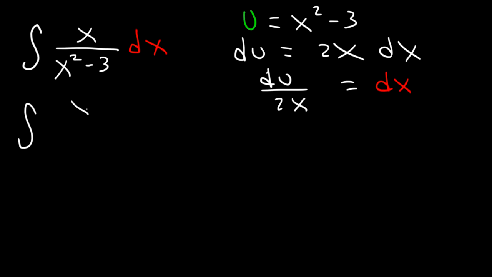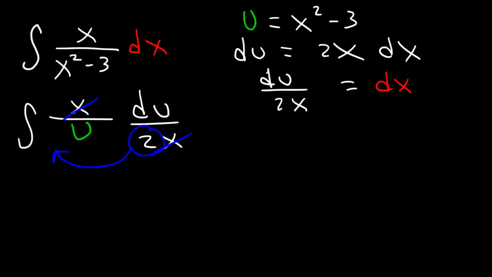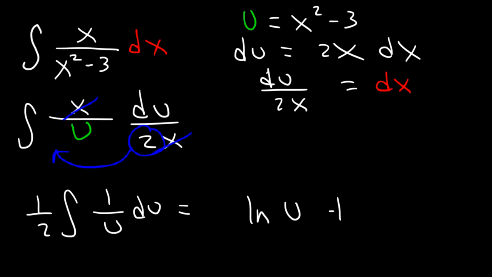So now let's keep x. Let's replace x squared minus 3 with u. And let's replace dx with du over 2x. So let's cancel the x variable, and let's take the 2 and move it to the front. So when we move it to the front, it's going to be 1/2 integration 1 over u du. The antiderivative of 1 over u is natural log u plus c, and times 1/2.